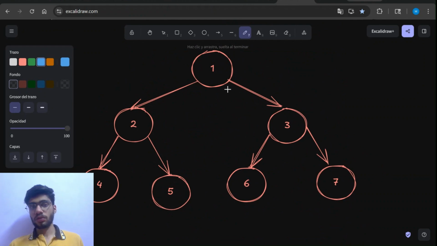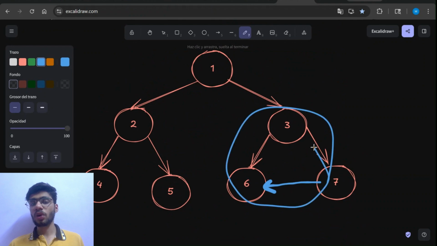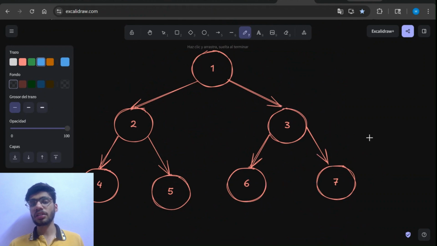The second property says that there is no cycle in a tree. So if there is an edge like this, it is not a tree because this is a cycle, which is not allowed in a tree.